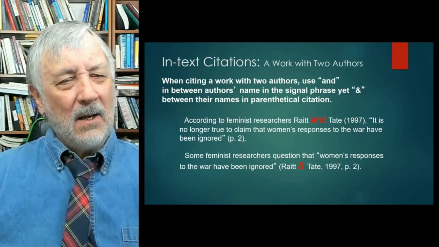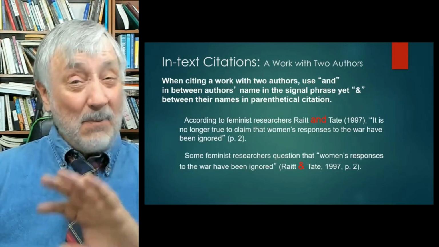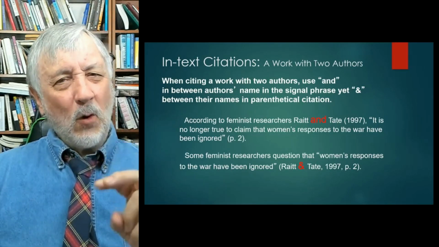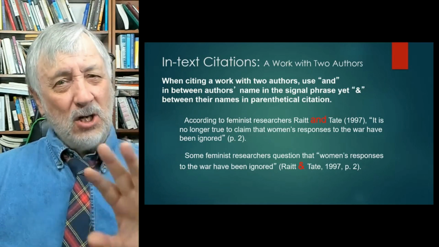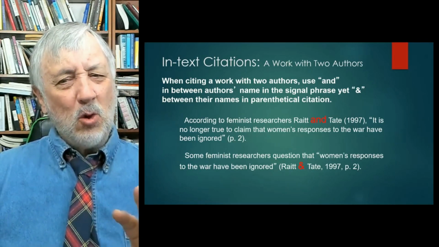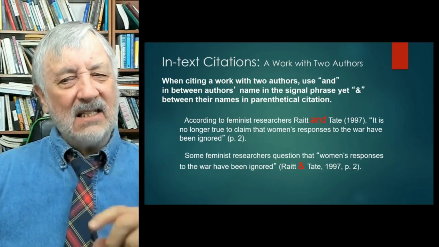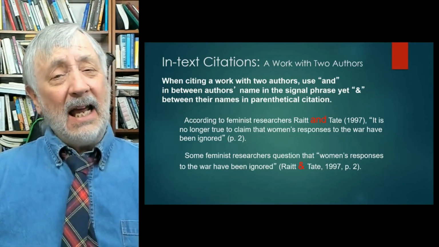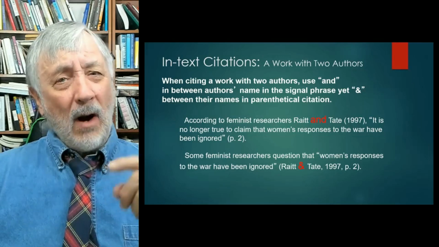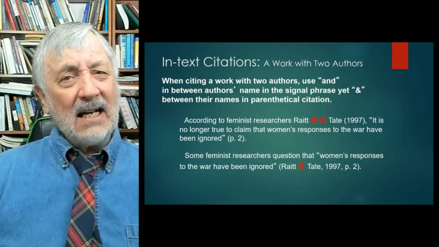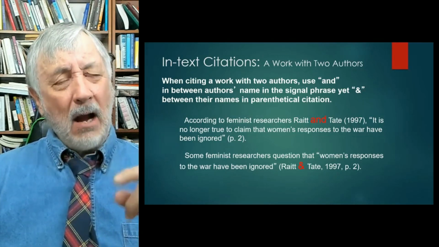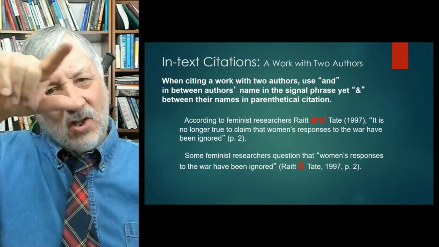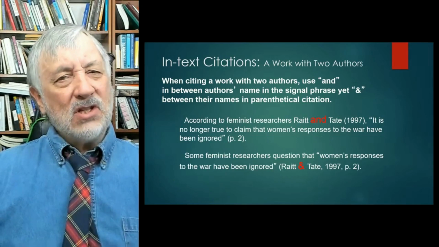And something to watch out for. Again, APA is a little wonky. If you have two authors and you're referring to them in the body of your text, that is in your essay, in your paper, you use the word and: Rate and Tate, in parentheses 1997. However, in your references page and in parenthetical citations, you use what's called the ampersand. That's that funny little squiggly thing that signifies and. You see the examples here.